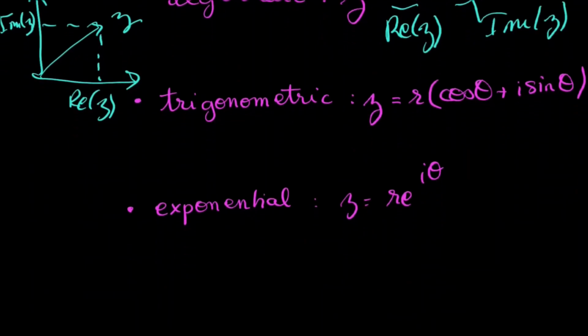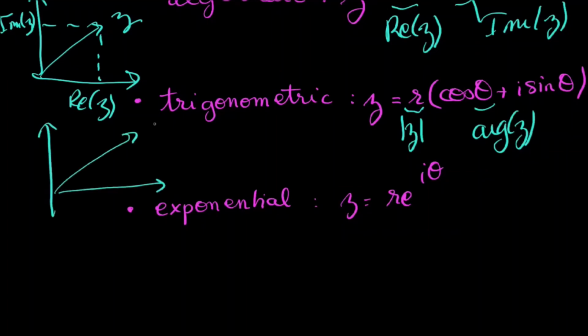Then you have the trigonometric form. With this form, you can see the modulus and the argument of Z. R is the modulus of Z, and theta is the argument of Z. If you represent it on a graph, you have the modulus of Z here and the argument of Z here.